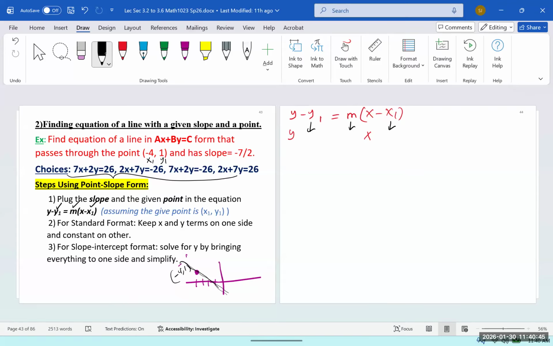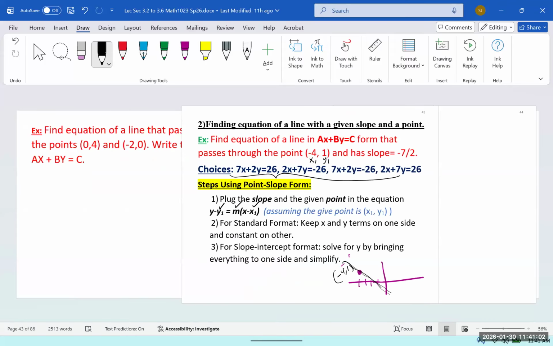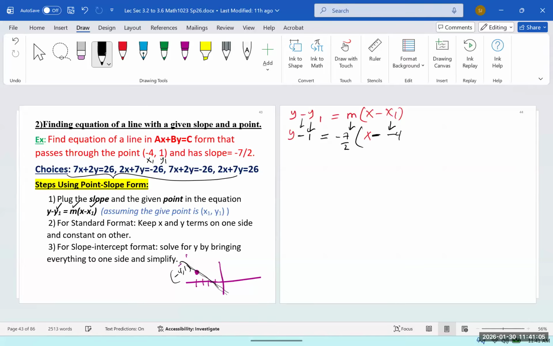Our y1 is 1. Our slope is -7/2. And we are subtracting x1, which is -4. The double negative turns into a positive. So y minus 1 equals -7/2 times x plus 4.